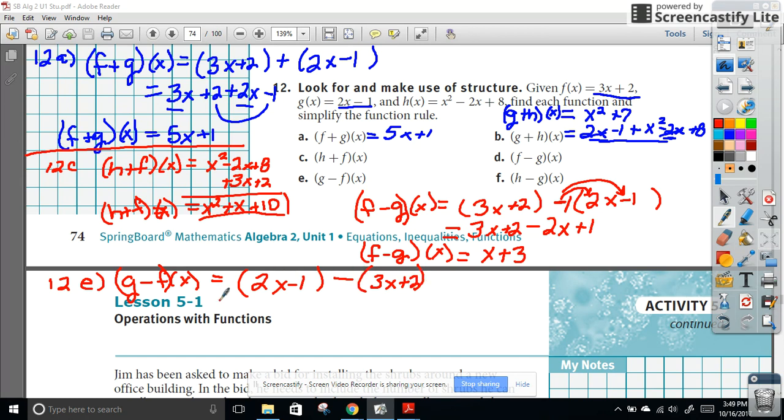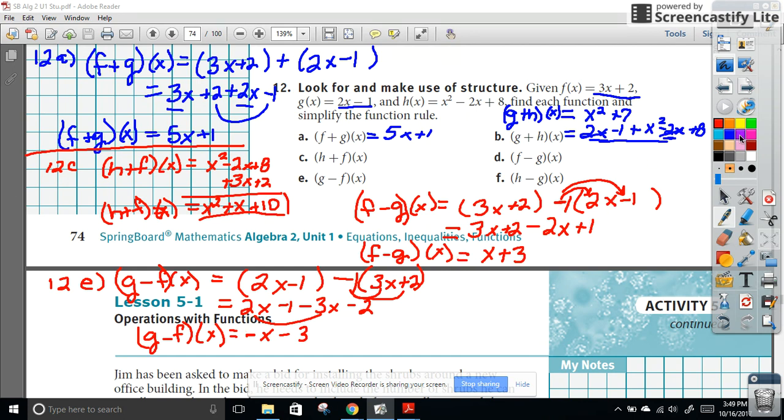Okay, you can just drop the parentheses right there because those parentheses aren't doing anything, but this right here is like a -1 that needs to be distributed. -1 times 3x is -3x. -1 times +2 is -2. Now we combine like terms. We have a +2x and a -3x. Put those together, you get -x. A -1 and a -2 gives you a -3. So g minus f of x is equal to -x minus 3.